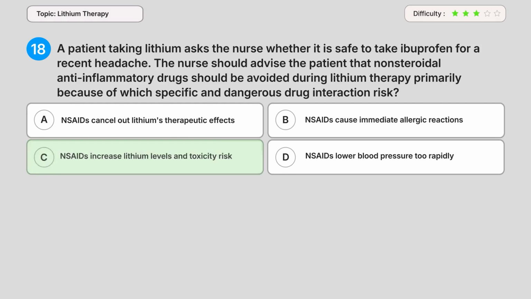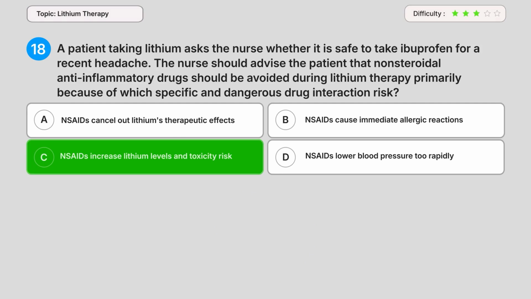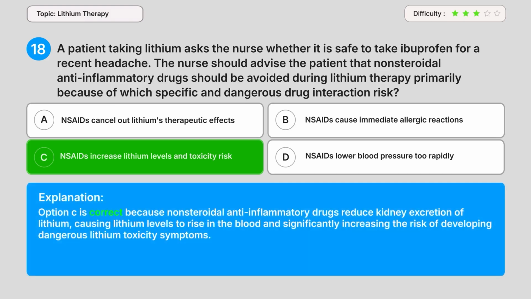Correct answer: C. NSAIDs increase lithium levels and toxicity risk. Explanation: Option C is correct because non-steroidal anti-inflammatory drugs reduce kidney excretion of lithium, causing lithium levels to rise in the blood and significantly increasing the risk of developing dangerous lithium toxicity symptoms.